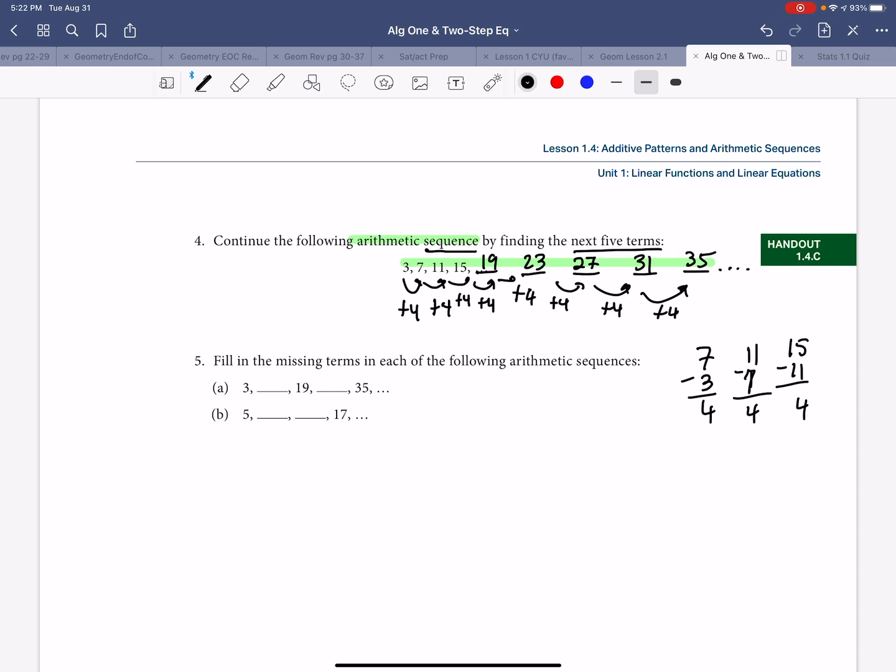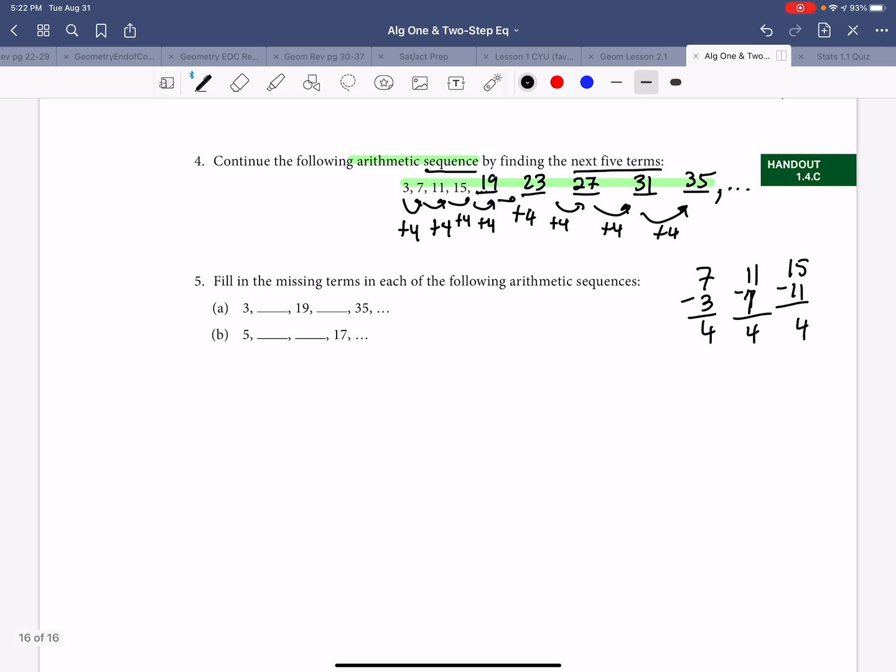Now it says, fill in these missing terms. So in one class and not in the other, we talked about these terms. So let's think about each of these. We have 3, don't know, and then 19.